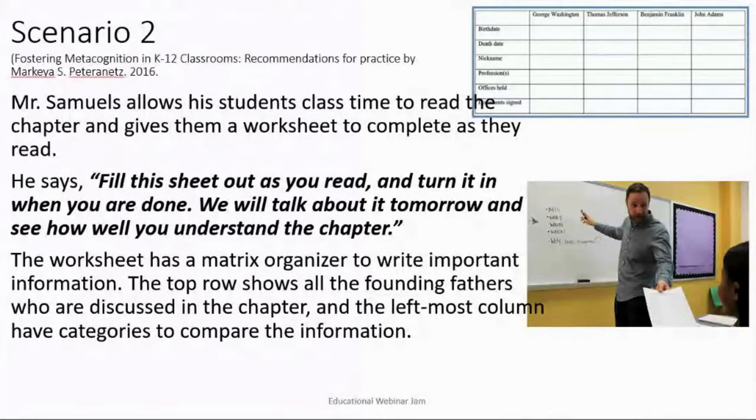Now, the worksheet has a matrix on the screen at the top left corner. There are four founding fathers of America listed at the top. Then there are some categories which the students have to think about or read about, and then fill up this organizer with information about their birth date, death date, nickname, professions, offices held, and document signed. Okay, let's move to scenario number three.